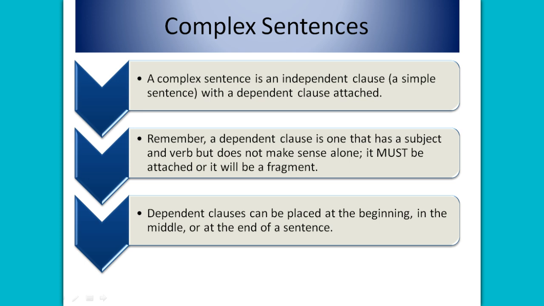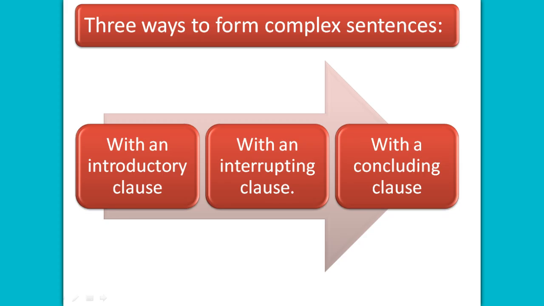Dependent clauses can be placed at the beginning, in the middle, or at the end of an independent clause to create a complex sentence. There are three ways to form a complex sentence: with an introductory clause attached to an independent clause, with an interrupting dependent clause attached in the middle of an independent clause, and with a concluding clause that follows an independent clause. So there are three places you can place the dependent clause: before an independent clause, in the middle of an independent clause, or after an independent clause.